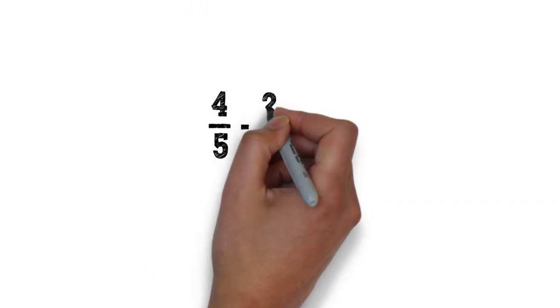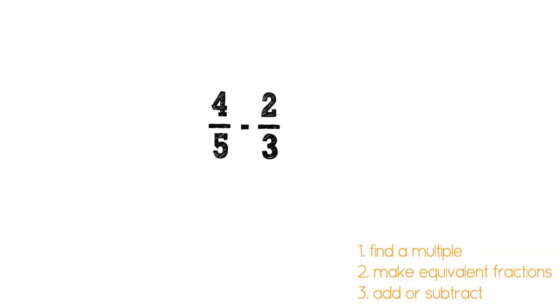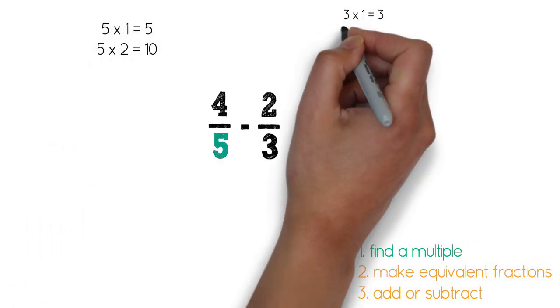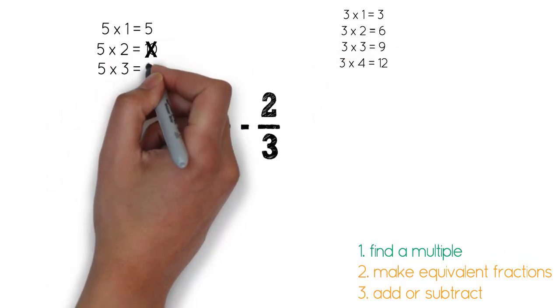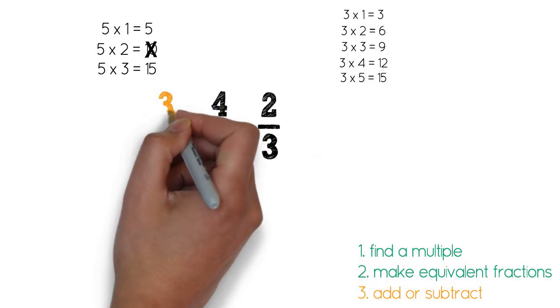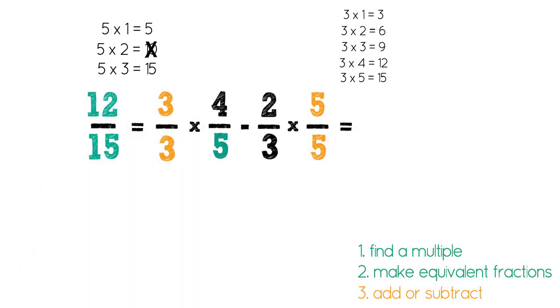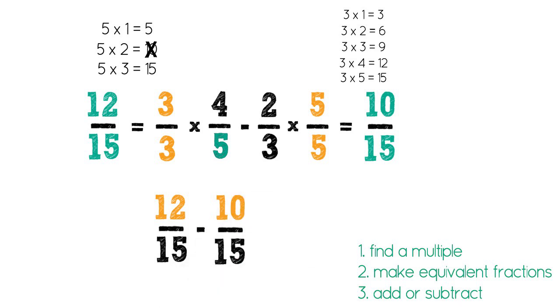What is 4/5 minus 2/3? Start with a 5 since it's the larger of the two denominators. 5 times 2 is 10. That won't work since 10 isn't a multiple of 3. We'll try 5 times 3 now. That gives us 15, and that works. Going through the rest of the steps will give us new equivalent fractions of 12/15 and 10/15. When we subtract these fractions, we will get the answer of 2/15.